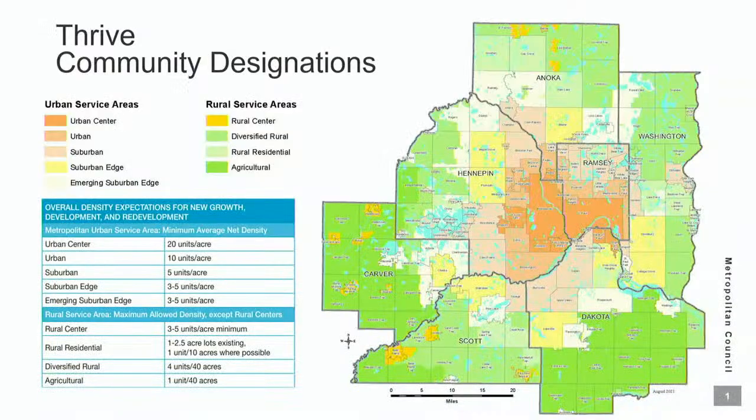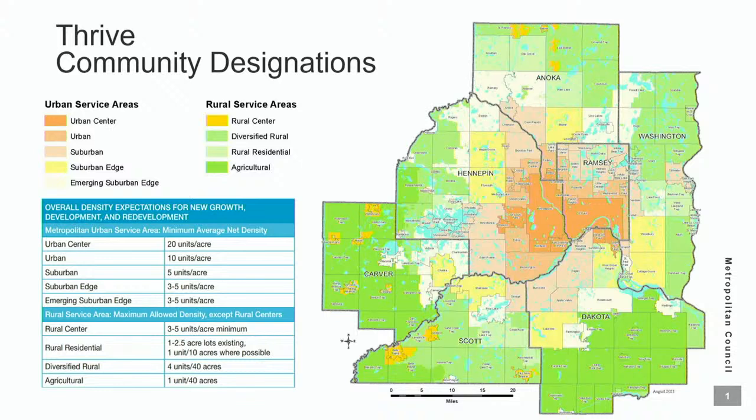Okay. So just to give a big picture background, minimum density requirements and other regional policies are based on community designations. And community designations are grouping of communities based on their similarities and differences. And the map before you is the Thrive MSP 2040 community designations. I have included the minimum density requirements that are part of Thrive, because that's still the plan in effect.